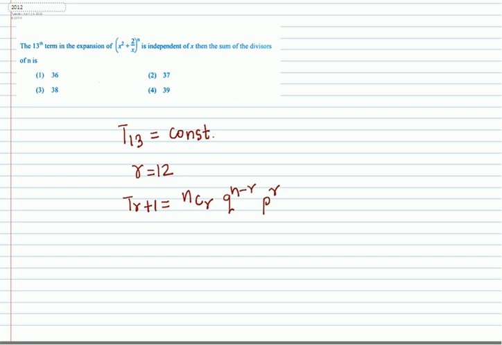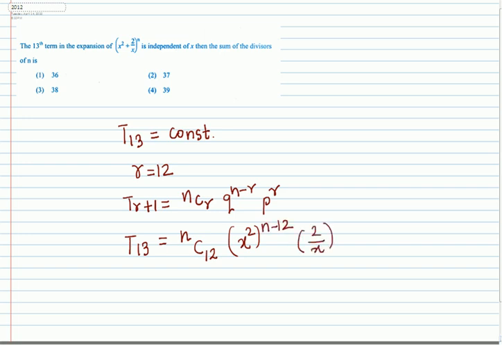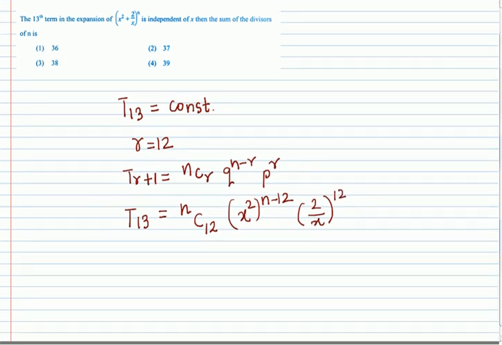If you take, then t13 is equal to, so what is the value of n we have to find. nC, what is the value of r? 12. What is the value of first term? x square to the power n minus 12 into (2 by x) to the power 12. Now you should take care of only x power. So if you observe x power, only x power I am taking, 2n minus 24. So here if you take the x to the power in the denominator to the numerator, it will become x to the power minus 12. So here we are having x to the power 2n minus 36.